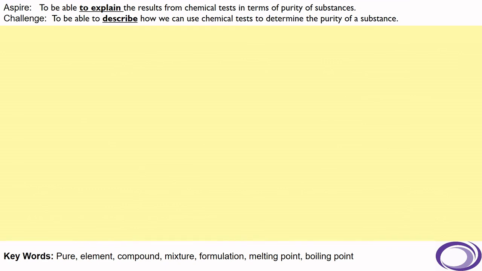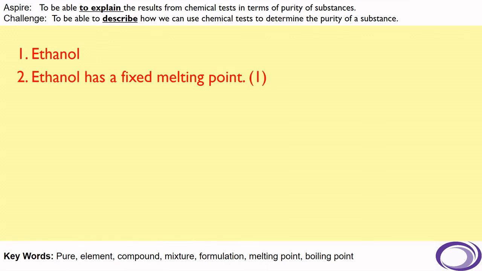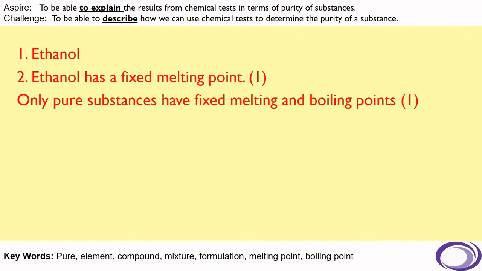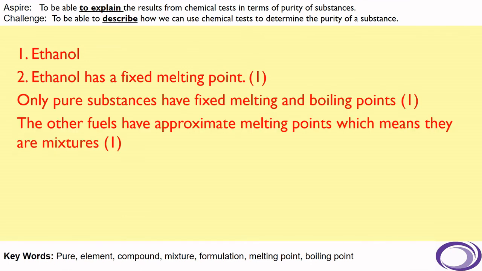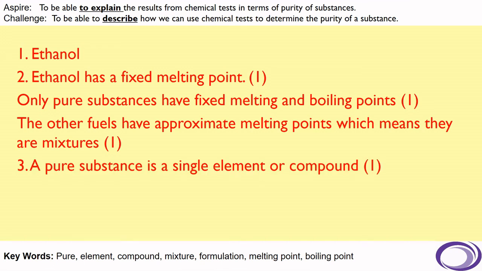So let's have a work through the mark scheme. The pure substance was ethanol. The reason for that is it was the only one that had a fixed melting point. Only pure substances have fixed melting and boiling points. The other fuels have approximate melting points, which means they are mixtures. So that was out of 3 marks. The next one, a pure substance is a single element or compound which is not mixed with any other substances.